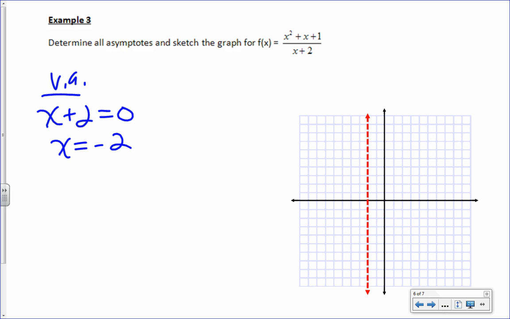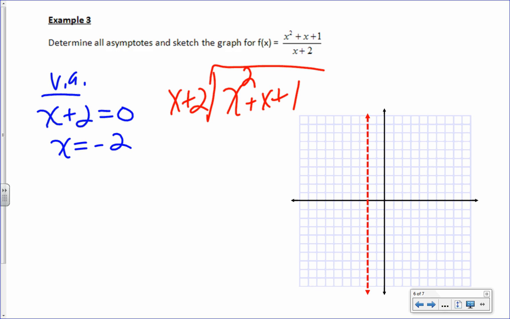Setting the numerator equal to 0, no. Nice try, though. It was a shot. You took a chance. Yeah, actually do what the problem says. Actually divide it out. Okay? Which means take x squared plus x plus 1 and divide it by x plus 2.